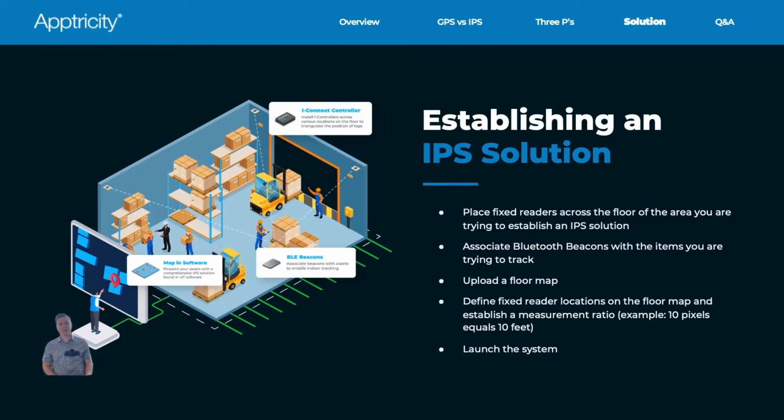The third step is to upload a floor map. Once again, that could be as simple as a JPEG or PNG. It could be as complex as an AutoCAD architectural drawing. Anywhere between those two extremes, we can support that. Then we define the fixed reader locations, right? This is where we start making that conversion between pixels on the image, or if you're using AutoCAD or GeoJSON, latitude and longitude values, to the actual localized measurement of feet or meters. So for example, 10 pixels equals 10 feet. That may be the calculation for a JPEG or a PNG image.